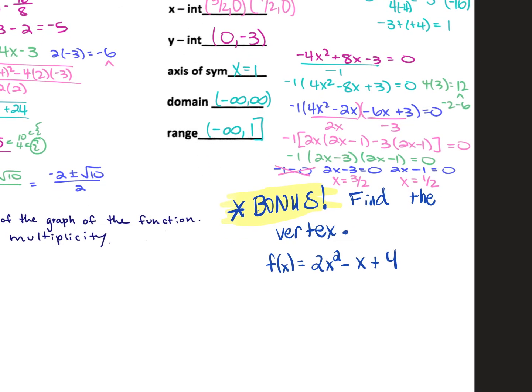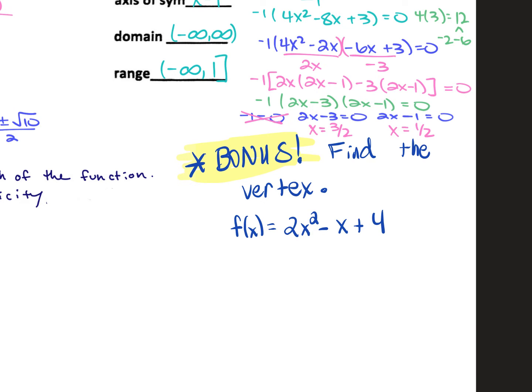For your bonus, it tells you to find the vertex. So to find the vertex, for x or h, it's negative b over 2 times a. So that's the opposite of negative 1 over 2 times 2. Your a is the 2, your b is the negative 1, and your c is the 4. So this is going to give us 1 over 4.